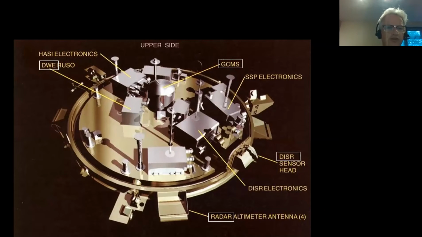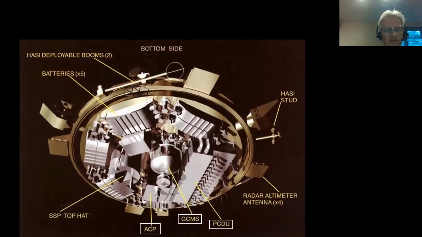The DWE is the descent Doppler wind experiment. The GCMS is the gas chromatograph and mass spectrometer. I'll describe these in a moment. The DISR is the descent imager and spectral radiometer. And the radar is a radar, which is used to take radargrams, radar images of the surface of Titan, and some of those images are absolutely breathtaking, but taken in radio wavelengths, not visible or ultraviolet wavelengths.